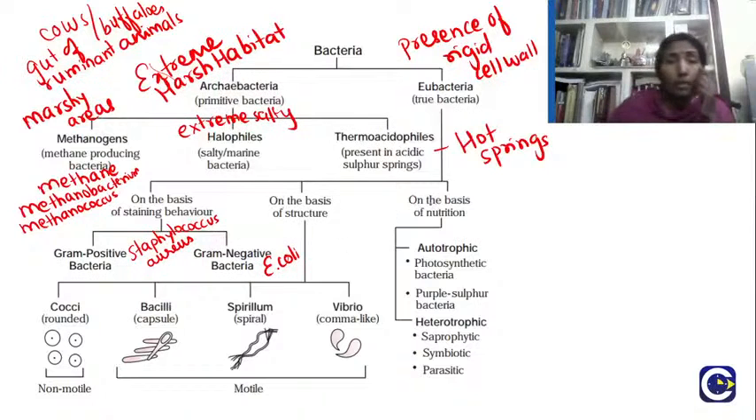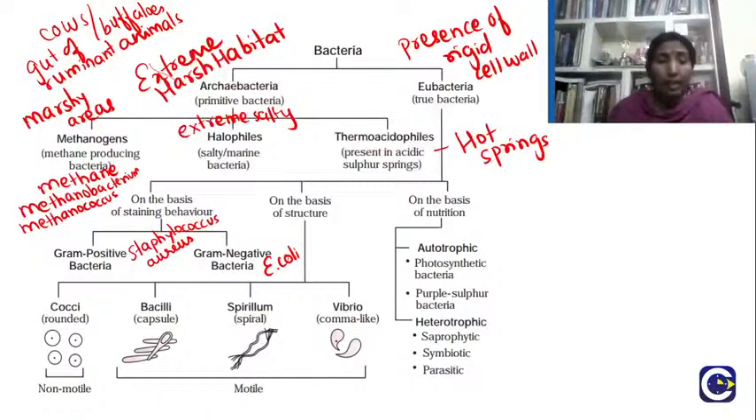Then, on the basis of their structure, which we saw already, they are classified as cocci, which are spherical in shape and non-motile. Then we have the bacilli, that is the rod shape, which have a capsule. Spirillum has a spiral shape, and Vibrio is comma shaped. They are all motile. So that is very important.